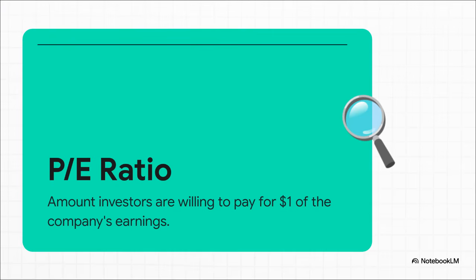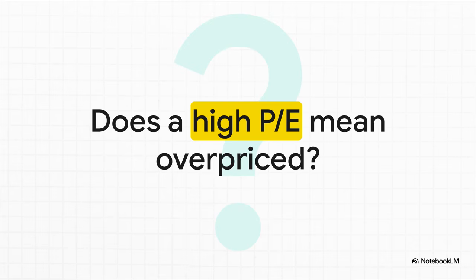So the PE ratio measures the exact amount that investors are currently willing to pay for one single dollar of a company's earnings. This ratio is pretty much universally used as the primary indicator to figure out the affordability of a share of stock. Like, let's say a company's stock is trading at $50 and they earn $1 per share. Well, that means investors are paying $50 for every $1 of that company's earnings. Simple enough, right? But here's where it gets tricky.